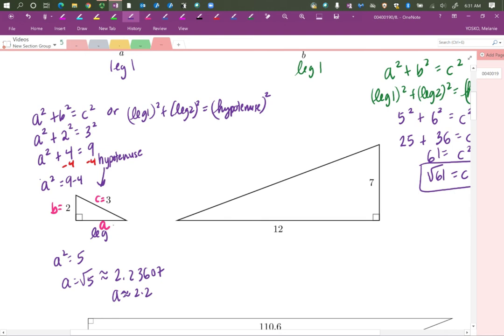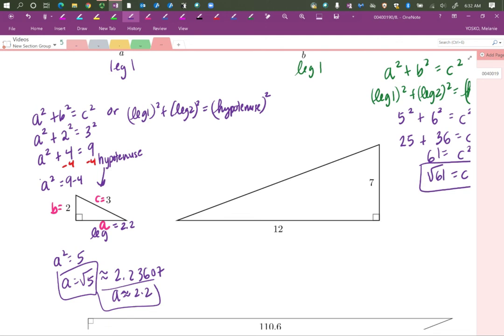And I want to point that out again. If I look at 2.2, my hypotenuse is bigger than the other two legs. Okay, these two sides, my legs, have to be smaller than the hypotenuse. So this would be your answer, either this or this, depending on your directions. If you were asked to leave it as an exact answer, it's the square root of 5. If you want a decimal approximation, it's 2.2.